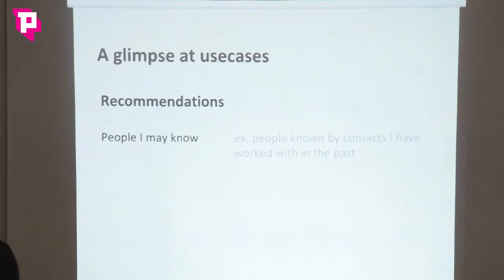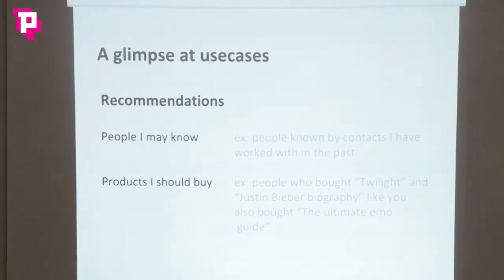So for instance, a very classic example: recommendations, people I may know. My contacts know some people, maybe I know them, so maybe I should be suggesting this contact. Products I should buy, the same. I like Twilight, I like Justin Bieber. It happens that 3,000 other people also bought Ultimate Yoga.